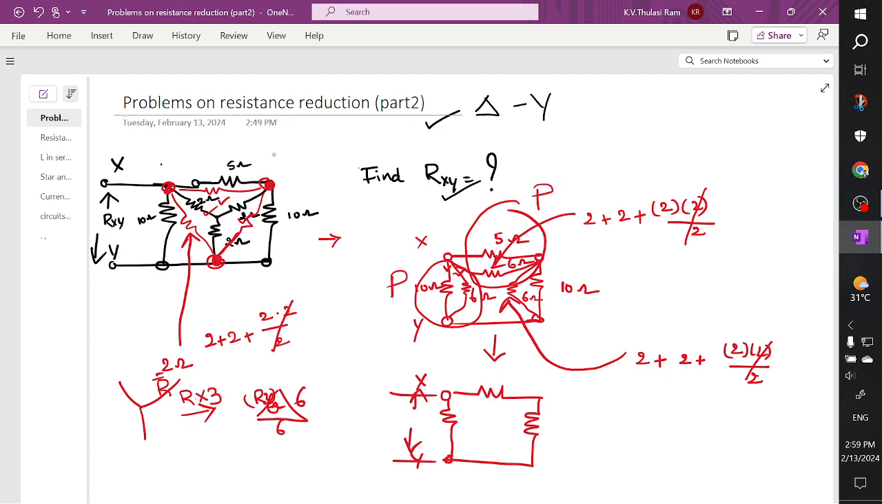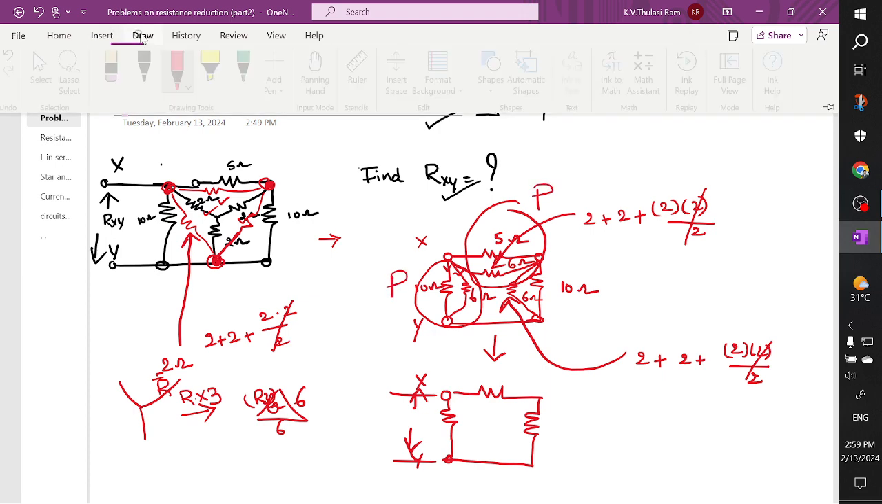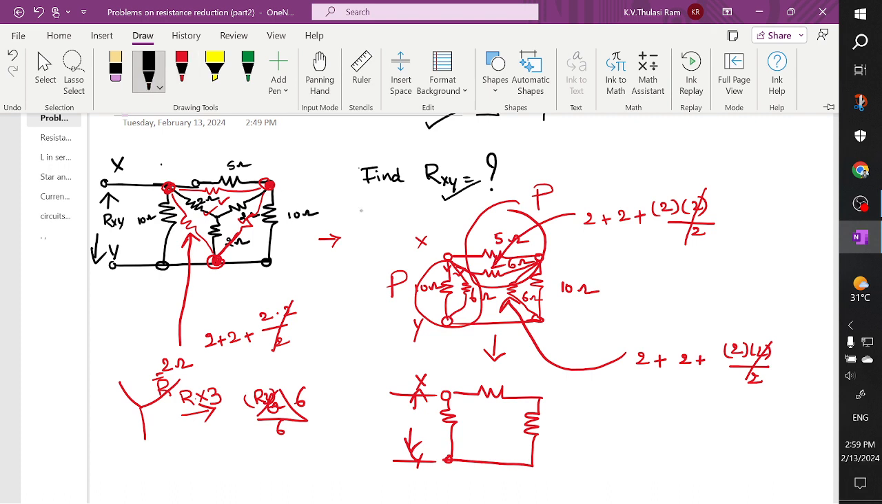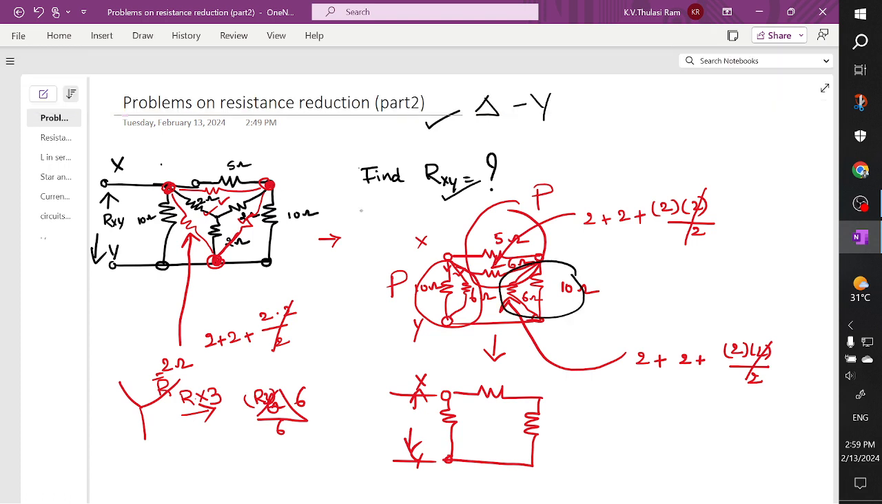These two branches are connected in parallel, and these two branches are also connected in parallel. So when you perform this parallel, what is this value? The product of resistance, 6 into 10 divided by 6 plus 10. When you perform this, you are going to get this value as 3.75 ohm.